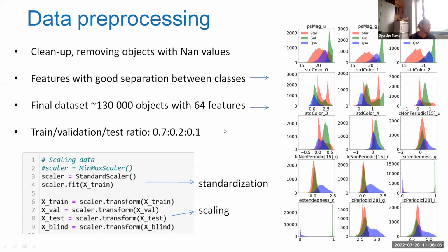We did the standard train, test, validation split. This is the ratio, so 0.7 for the training, 0.2 for the validation, and 0.1 for the test set. And there was also an additional blinded data set that was used, that was later revealed, to make it like a proper data challenge.